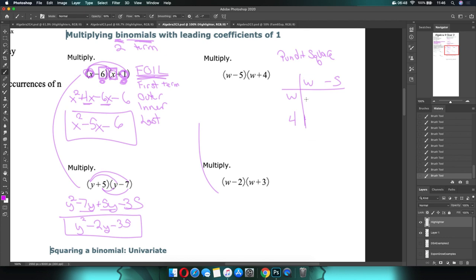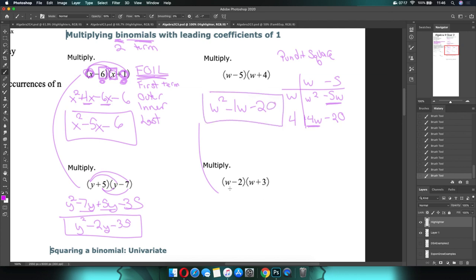So W times W is W squared. W times negative 5 is negative 5W. W times 4 is 4W. And then 4 times 5 is negative 20. Our like terms, we want to keep an eye out for those. There they are. So what do we have? We have W squared minus 1W, because 4 minus 5 is negative 1, minus 20. And I got the exact same answer I would have gotten if I had FOILed it out.